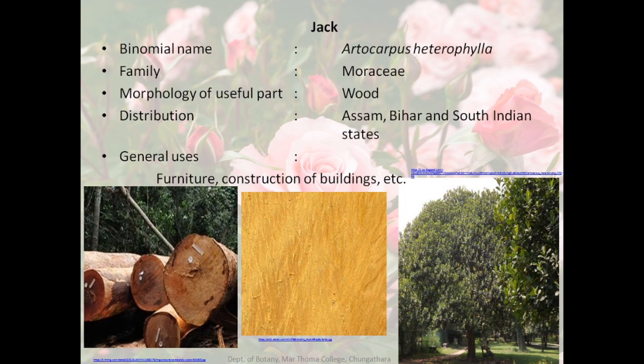Binomial name is Artocarpus heterophylla. It belongs to the family Moraceae. Morphology of the useful part is wood, and again it's distributed in states like Assam, Bihar, and South Indian states. Jack wood is normally used for construction of furniture, construction of buildings, etc.